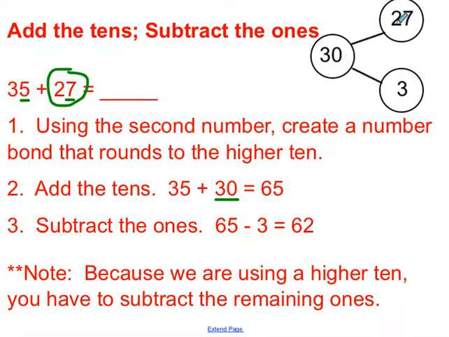Now because we went from a lower number to a higher number here, we have to subtract the ones. In this case, we're going to subtract as our second step. We take the answer, 65 minus 3 equals 62. The reason why we subtract on this step is because we went to a higher 10, whereas on the other strategy, we had started with a lower 10.